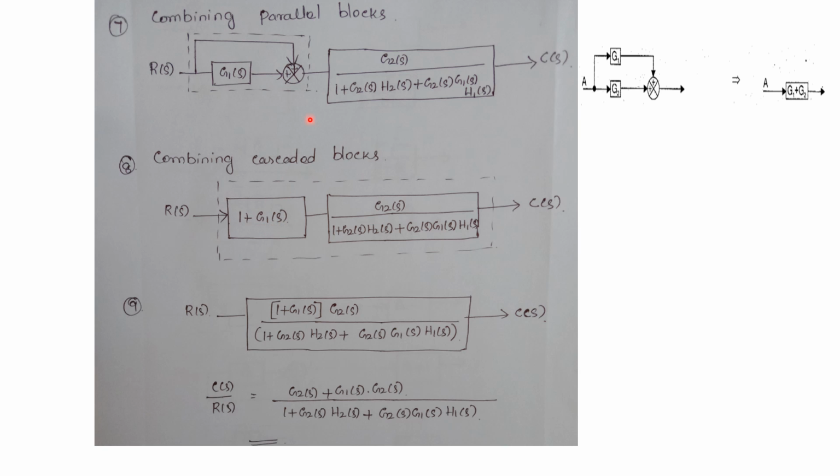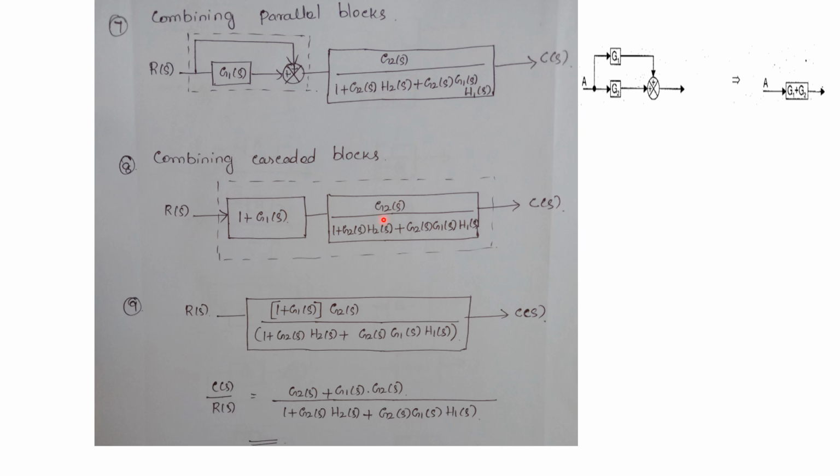Suppose at the top you will be having a minus sign. Here you have to write it as G1 of S minus 1. So if you are having plus here, here also you have to write it as plus. Suppose if you are having a minus sign here, correspondingly for the corresponding term we have to put a minus sign. That is very important.